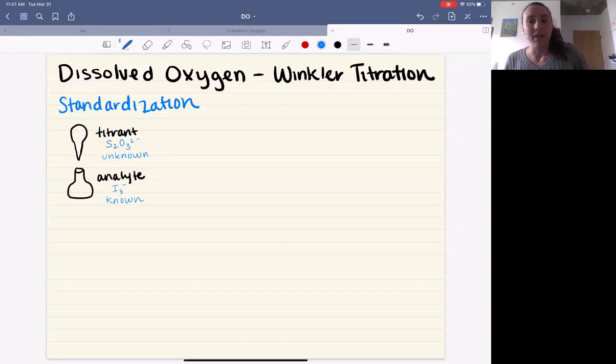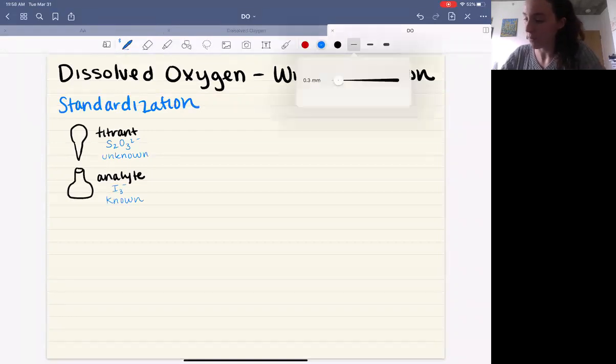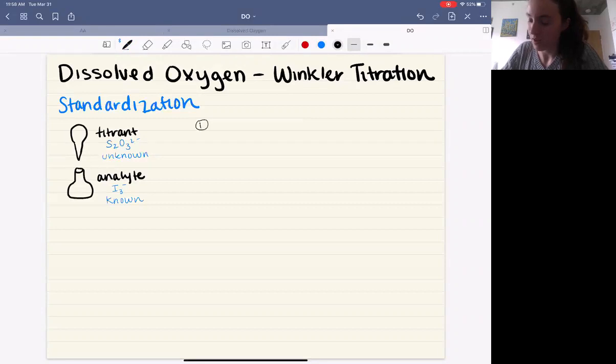Now, I3-, you can't just go buy a bottle of this stuff, so we're going to have to make it ourselves, and how we're going to make it is from a standard solution of potassium iodate. So our first step here, number one, is to prep a solution of potassium iodate, IO3-.